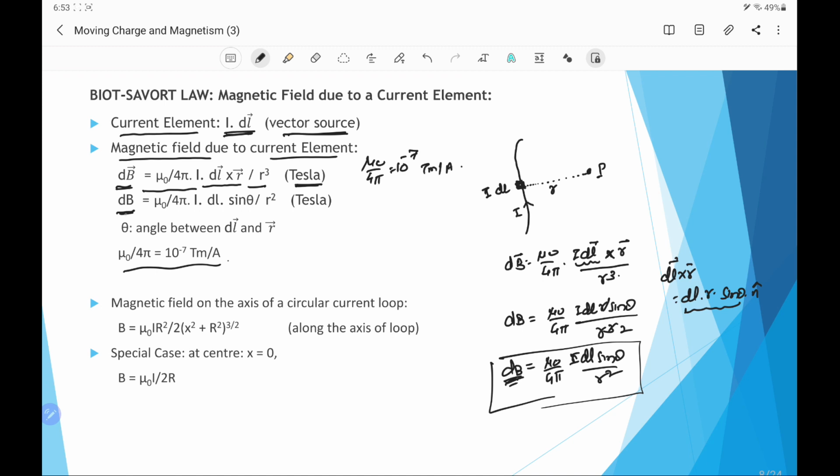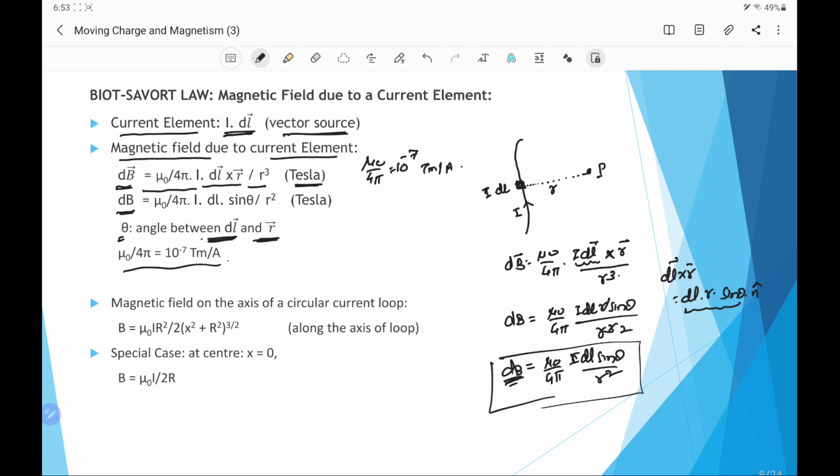Similarly, if we take the magnitude of dB, it is mu naught by 4 pi I dl sin theta by r square, where theta is the angle between the current element I dl and the radius vector of the point P from the current element.